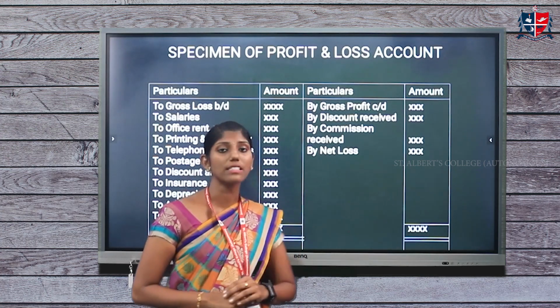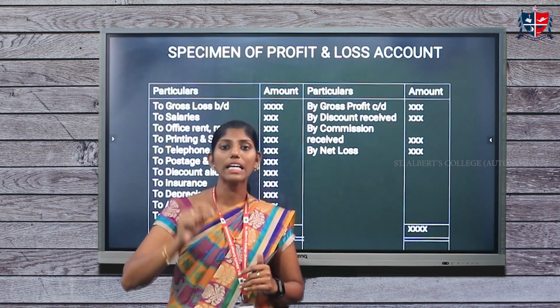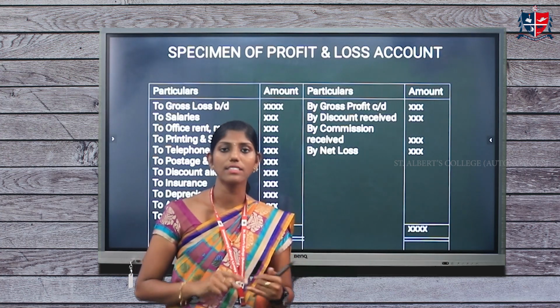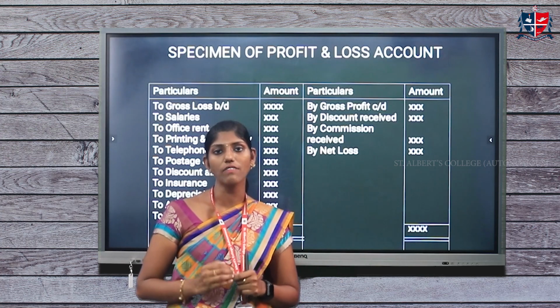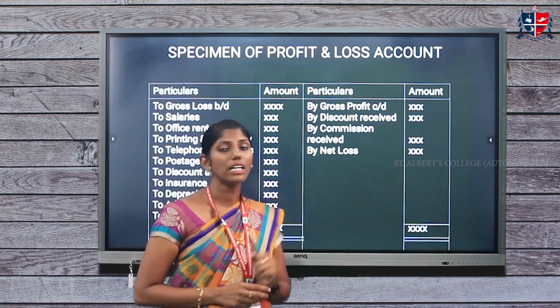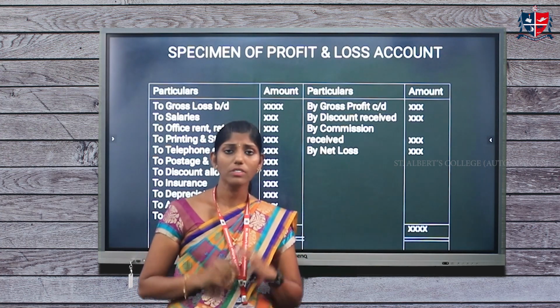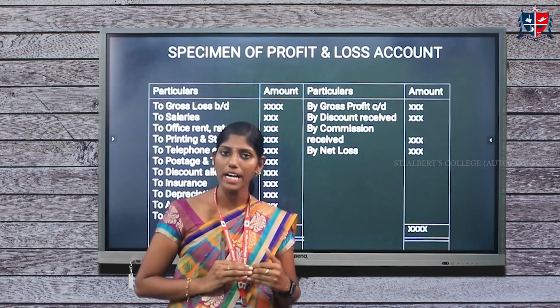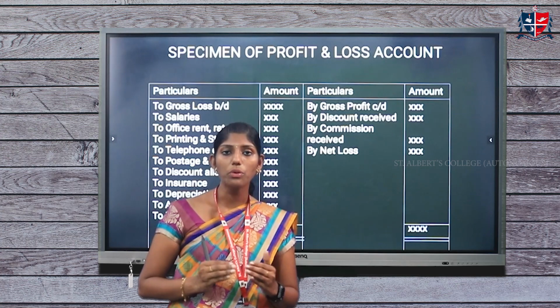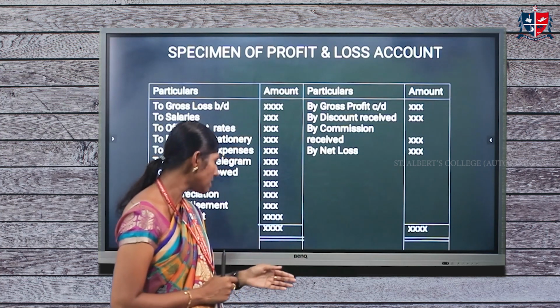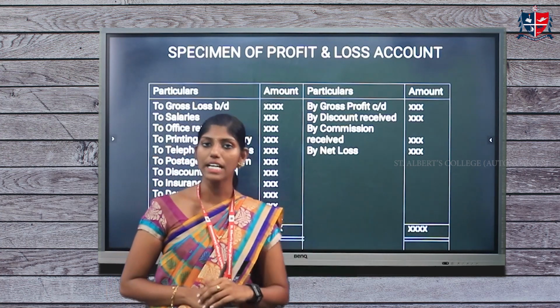Then we can go to the credit side of the profit and loss account. The first item is discount received. All the indirect incomes such as discount received, interest received, rent received, etc. will be shown on the credit side of the profit and loss account. After entering the indirect expenses and the indirect incomes, we can compute the grand total of both sides, the debit side as well as the credit side.